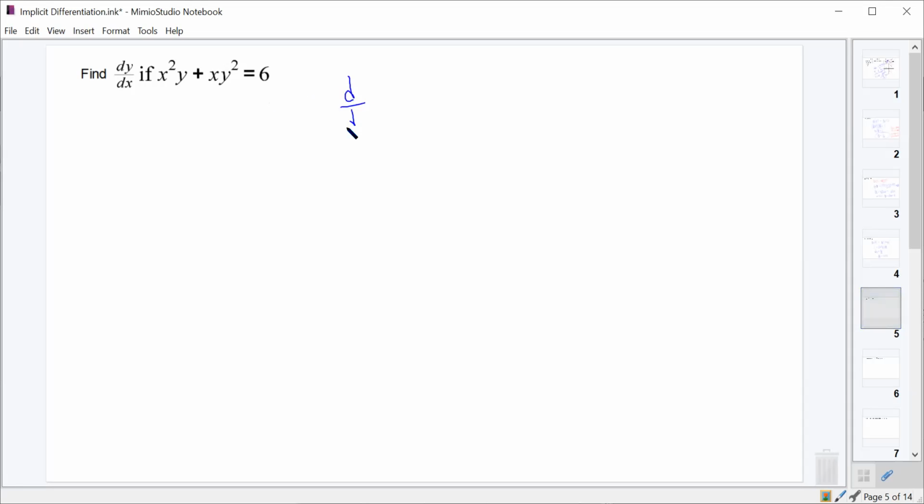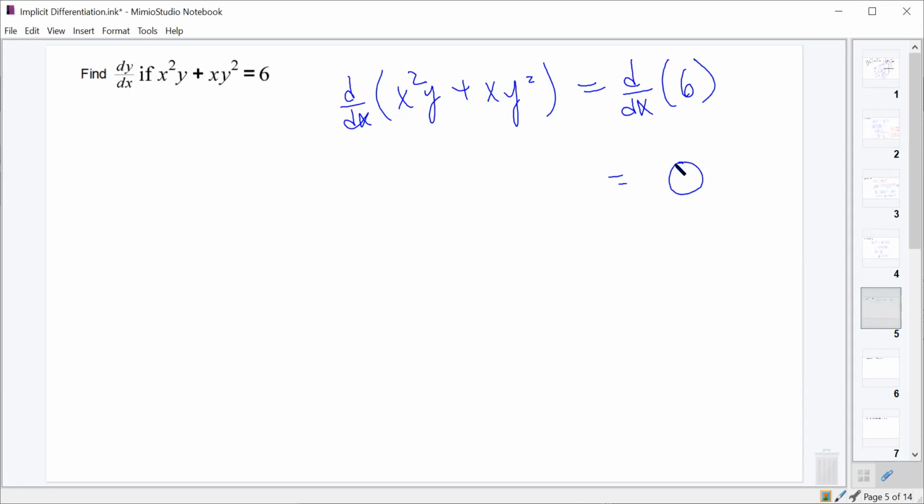We take the derivative with respect to x of both sides, right? And the right-hand side of that ought to be really easy. What should the right-hand side of that be? Should just be a 0. But then the left-hand side, what can you tell me about x squared y? How do I take its derivative?